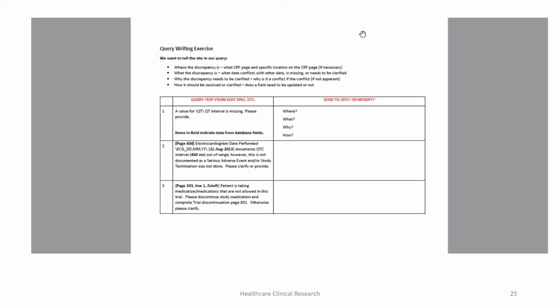The next one on down says page 103, line 1, Zoloft. Patient is taking medication/medications that are not allowed in this trial. Please discontinue study medication and complete trial discontinuation, page 801. Otherwise, please clarify. Should we send that? Should we not send that? You'll have about 10 or 12 examples here. I want you to go through those. Once we get to our resolution part, we're going to resolve these, and it will start to make a lot more sense to you.